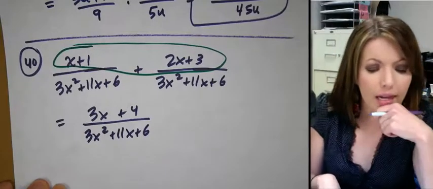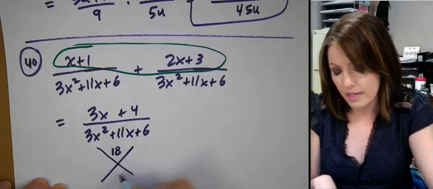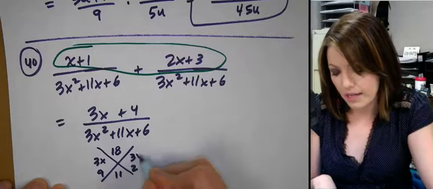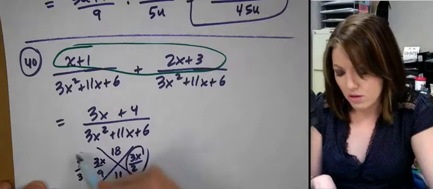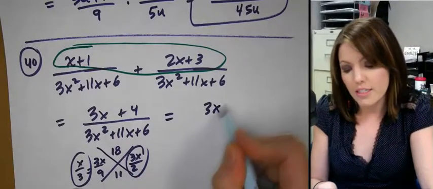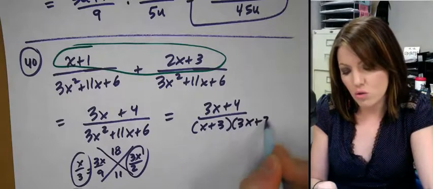But what I want you to be doing is thinking about in your head: 18, 11, 9, 2, 3x, 3x, which this reduces to x over 3. So those are our factors. So even if we reduced this to 3x plus 4 over x plus 3 times 3x plus 2, we still couldn't cancel anything.